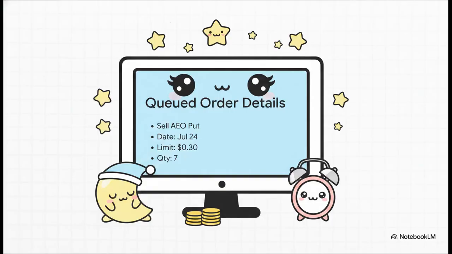Let's summarize the specifics of this new trade. Submitted in the early hours, 3:07 a.m. to be exact, they're looking to sell 7 AEO put contracts expiring on July 24th, firmly sticking to that lower, safer $16.50 strike price. They've set a strict limit price of 30 cents per share, targeting a $210 premium.